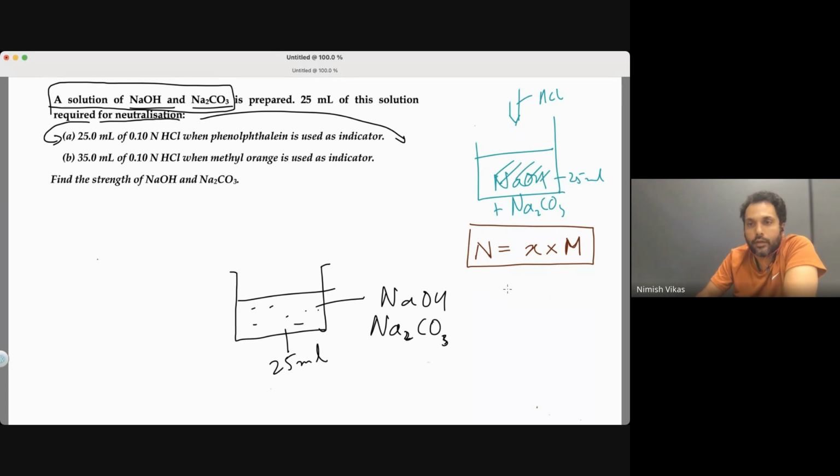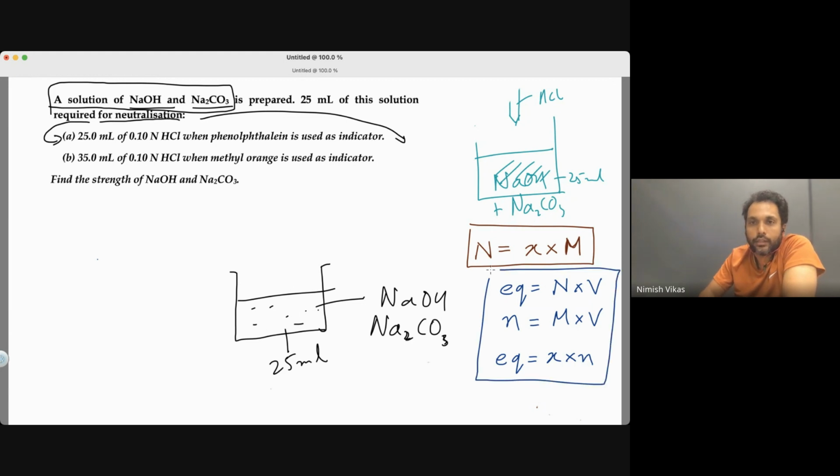If you have done equivalence, then equivalence means normality into volume. Number of moles means molarity into volume. And equivalence means X factor into number of moles. I will take another lecture on what equivalence means, a basic lecture some other day. Today it is not even required. I can change the question for you to molarity if you wish. Is that clear?